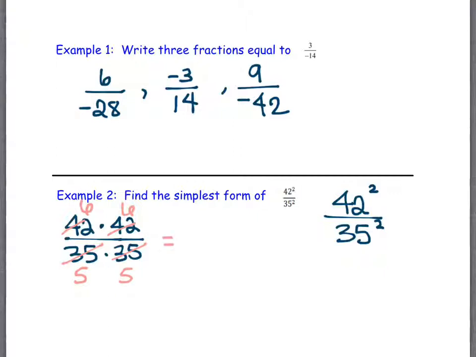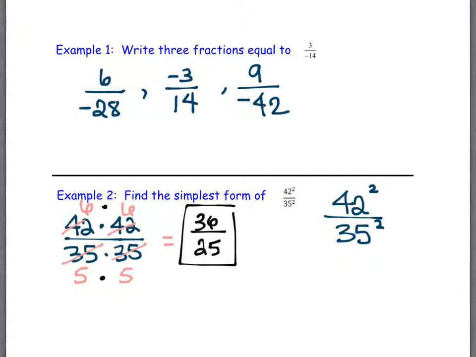All right, great. So now all I've got left on top are 6's, and all I've got left on bottom are 5's. And they're multiplied, right? It's 6 times 6, and it's 5 times 5. But is there any more simplifying that we can do between 6's and 5's? No, they don't have any numbers besides 1 that divide both of them, right? So the best we can do at this point is to simply multiply what's left and write it over what's left on bottom. So what's left on top? 36. And on bottom? 25.